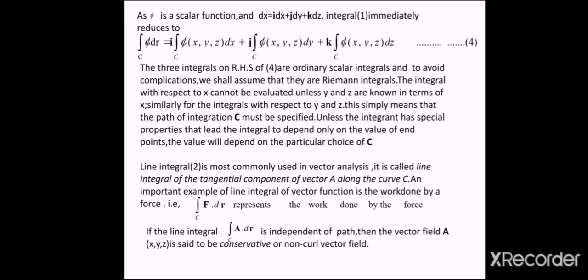Then the line integral in 2 is most commonly used in vector analysis. It is called the line integral of the tangential component of vector A along the curve C. An important example of a line integral of a vector function is the work done by a force, that is, the integral along the curve C of F dot dr represents the work done by the force. If the integral over C of A dot dr is independent of path, then the vector field A(x,y,z) is said to be conservative or a non-curl vector field.